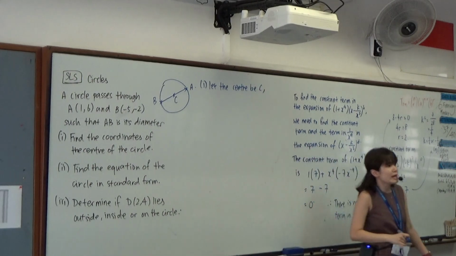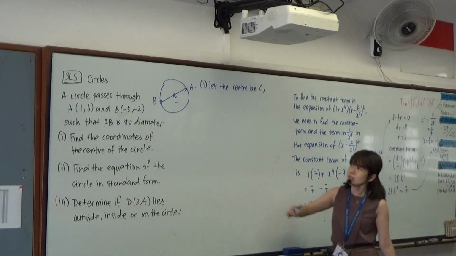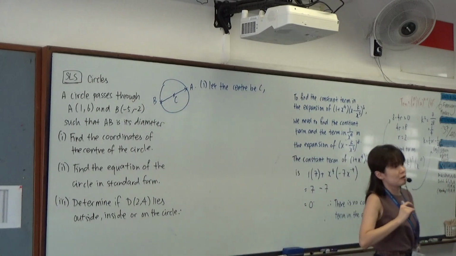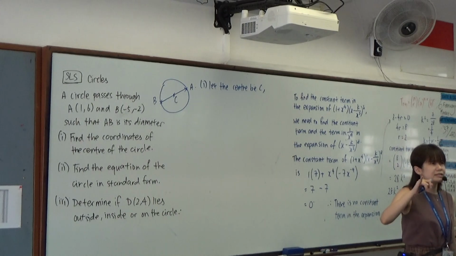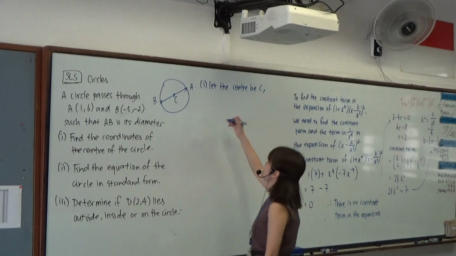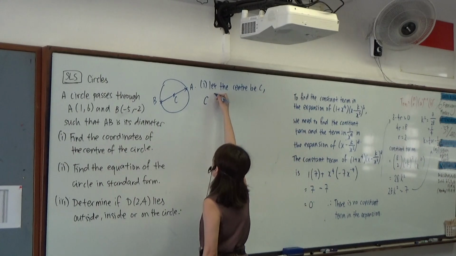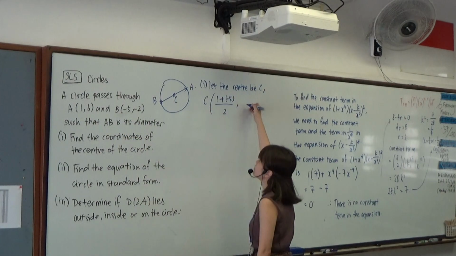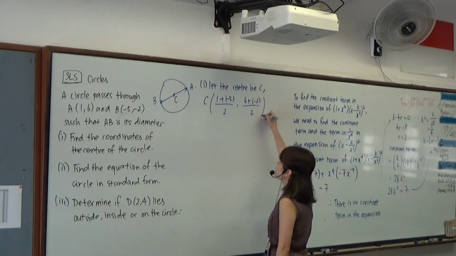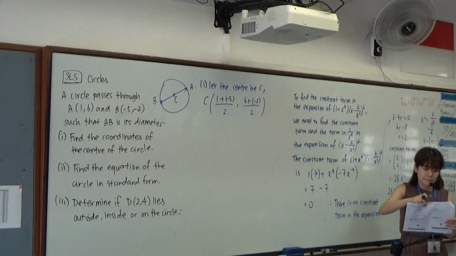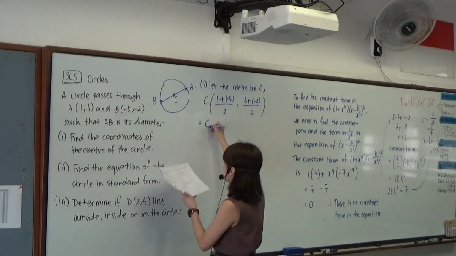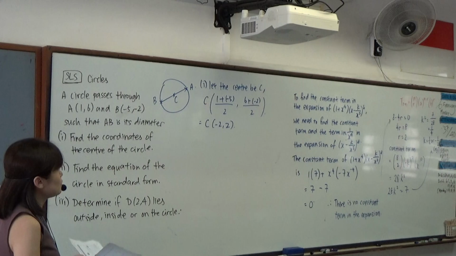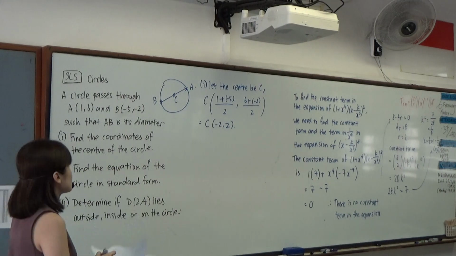Because we are given the coordinates of A and B, C being the center is in fact the midpoint of the diameter. We have learned the midpoint formula last year already, I think in your chapter 7. The midpoint formula tells us that we take the x coordinates, add them up, divide by 2. Likewise, y coordinates, add them up, divide by 2. Then we get that the coordinates of C will be (-2, 2). I think there were a few of you whose center coordinates were not correct.